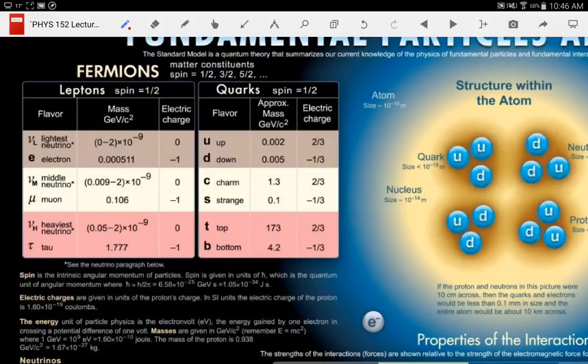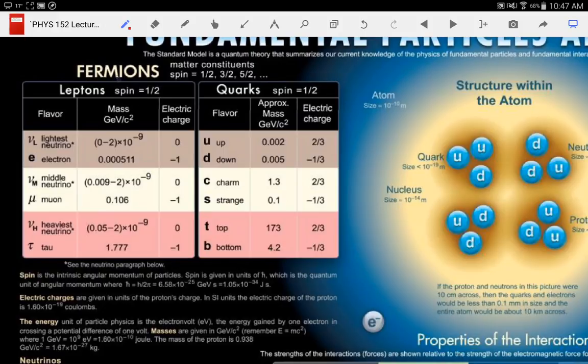Otherwise, it's just like an electron. It has a negative charge like an electron, etc. But it's unstable. It will decay. It doesn't break into something smaller, but energetically, it will basically be destroyed and produce other particles that are more stable.